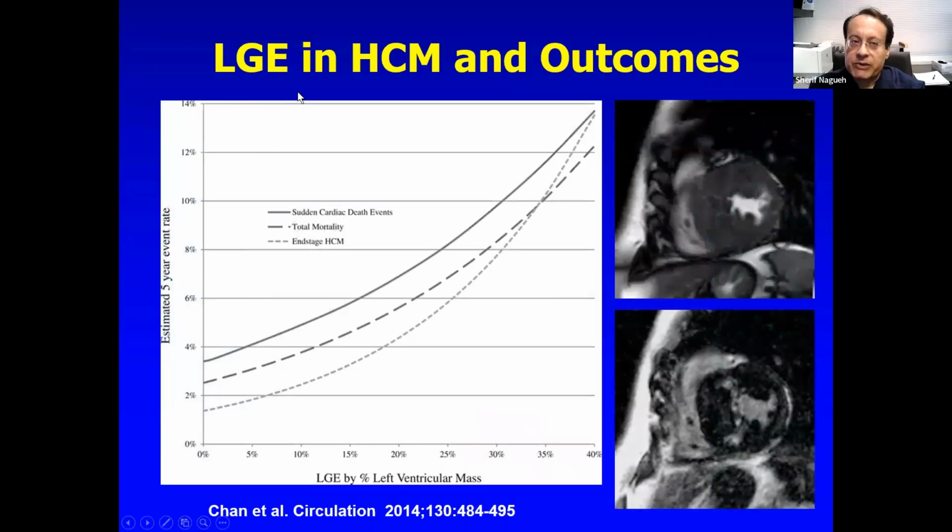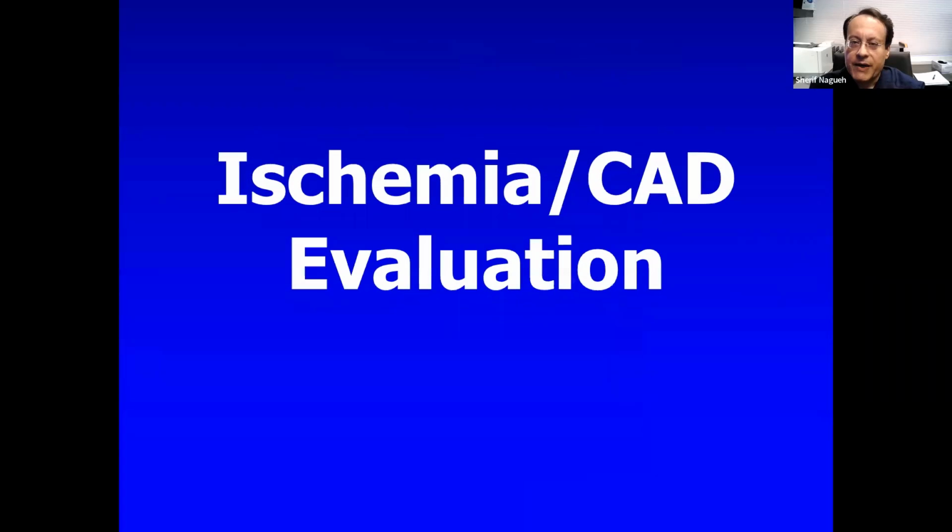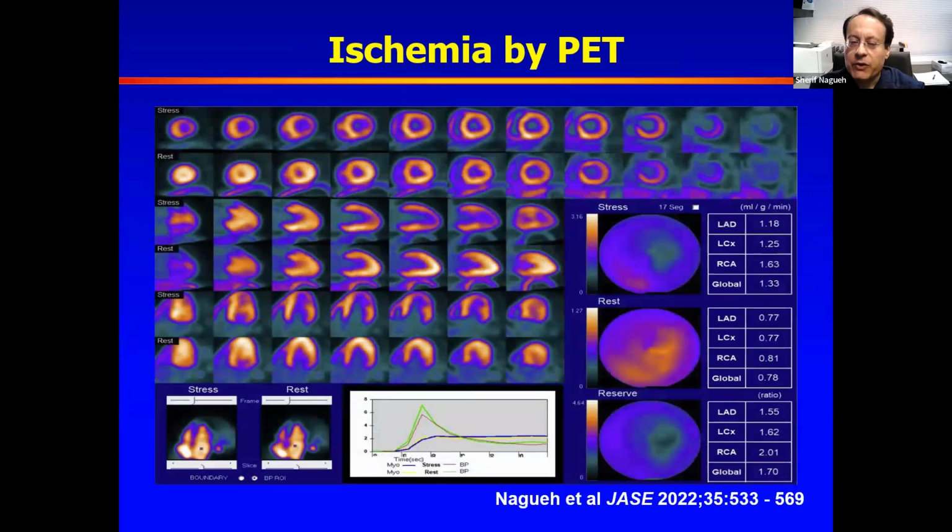The risk with respect to late gadolinium enhancement has been seen in several studies, being associated with higher risk of sudden death as well as total mortality and end-stage hypertrophic cardiomyopathy, the stage where the ventricle is now on the dilated hypokinetic side. That's an example from a patient with apical hypertrophy, and you can see that the aneurysm is replaced with dead scar tissue by CMR. In this case, ischemia CAD evaluation can be done by several tests.